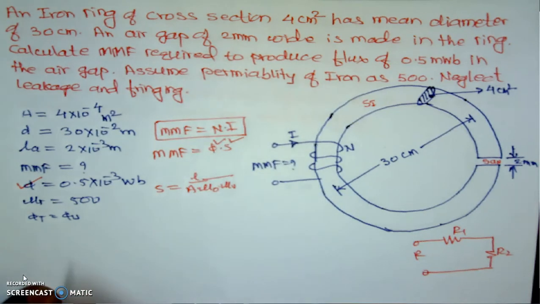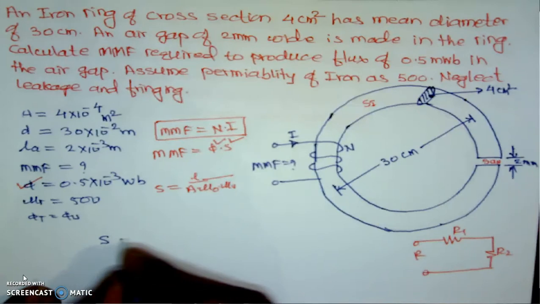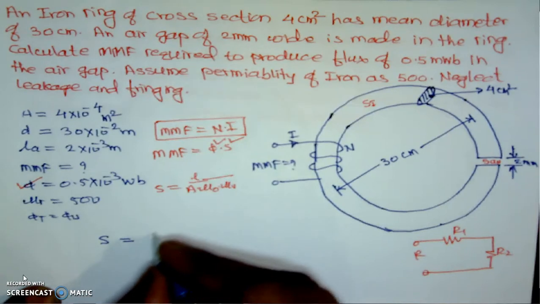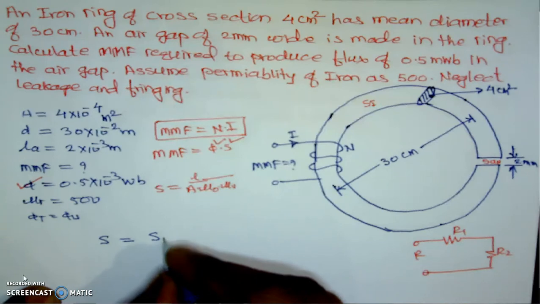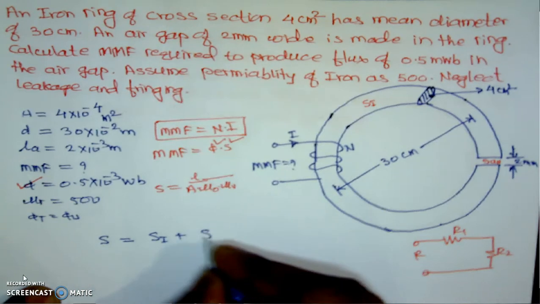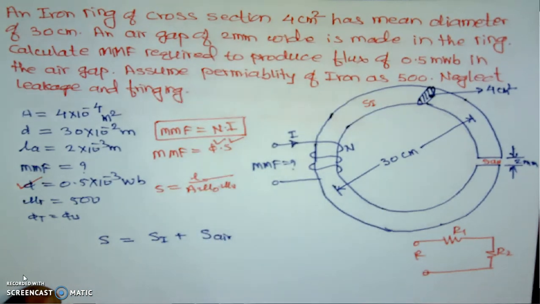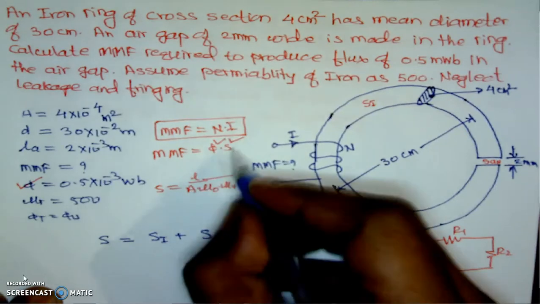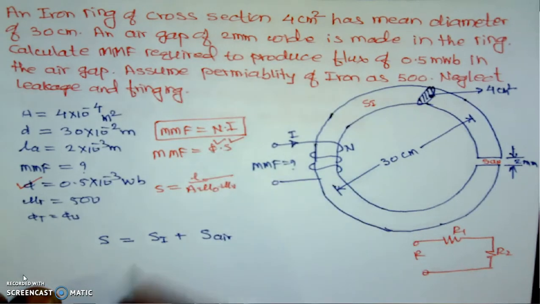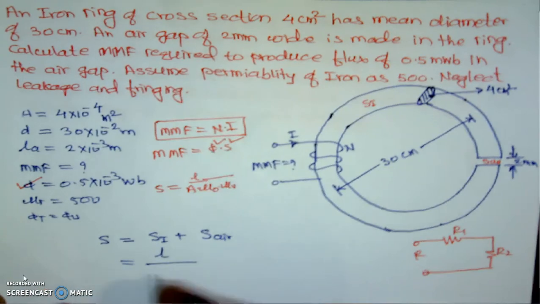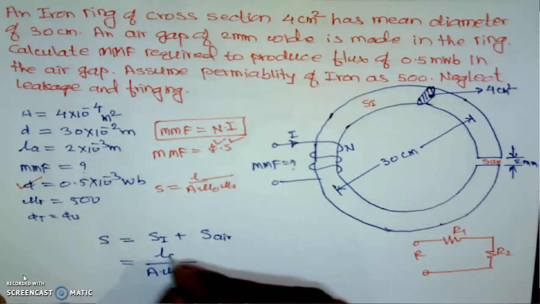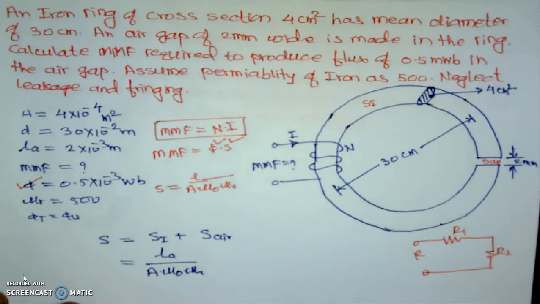Now in this case the reluctance of the magnetic path, that is S, is equal to S of the iron path plus S of the air gap. We will find the total S first, and by knowing S and phi we can find the MMF. Here S of the iron path is equal to L divided by A into mu naught into mu R, where L is the length of this iron path.